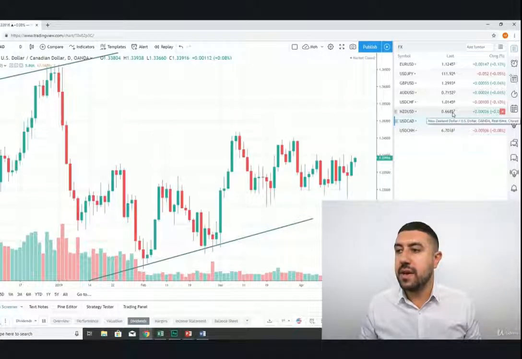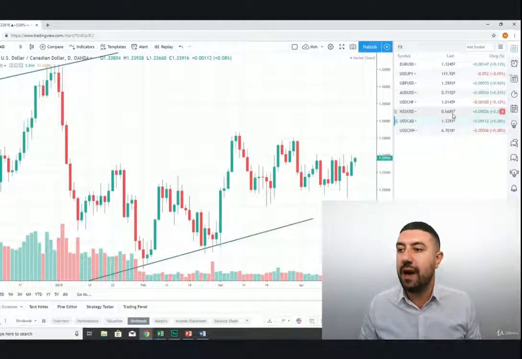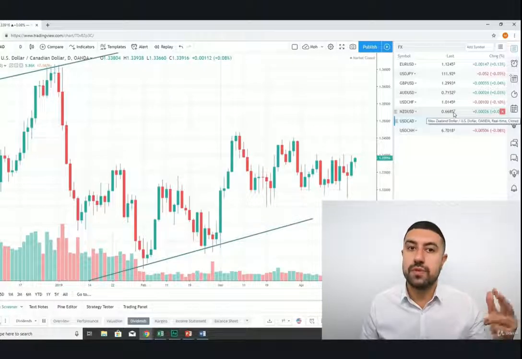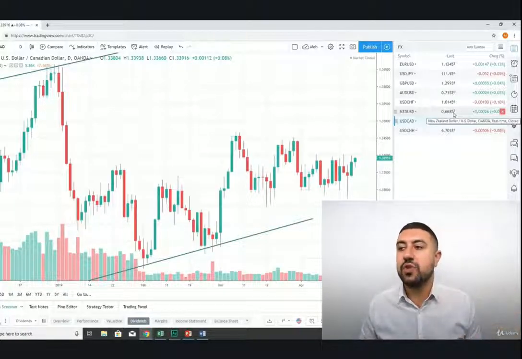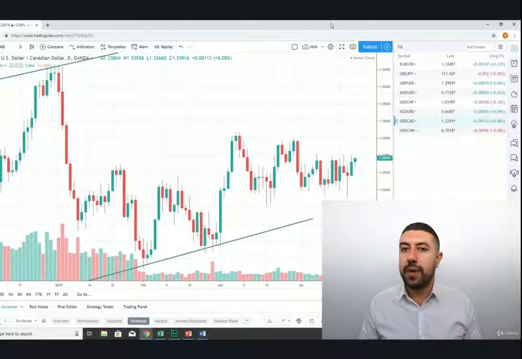Here, let's say this goes up from 0.6685 to 0.6687, then it went up by 2 pips. So from 5 to 7. So this is a pip, okay?